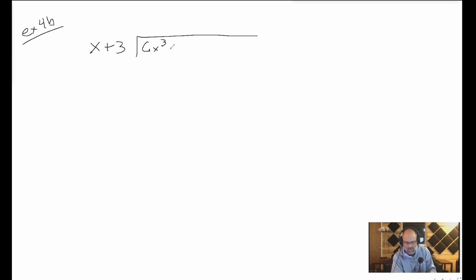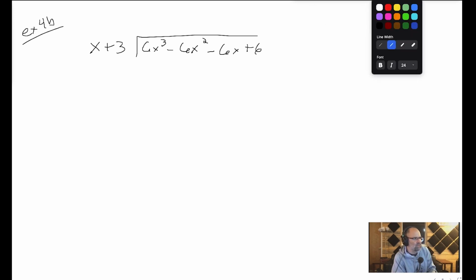Just so you have two to work on, and this is example 4b. I'm going to check to see if x plus 3 is a factor of 6x cubed minus 6x squared minus 6x plus 6. Whoa, this looks evil. Evil. Okay, I'm going to do it. Here I go. I'm doing it.